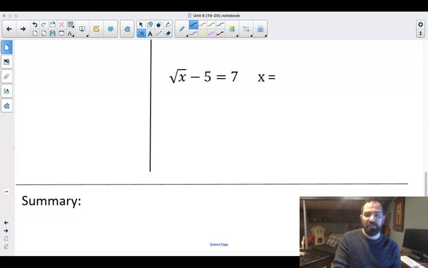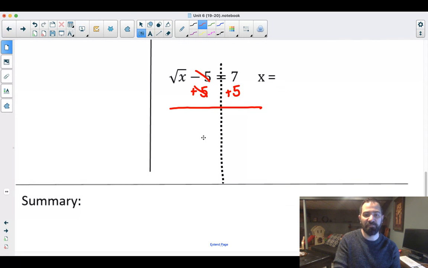First thing, you want to split the equation right down the middle. Well, not really down the middle, but you know what I mean. Okay, square root of x minus 5 equals 7. Opposite of minus 5 is a plus 5. Negative 5 plus 5 is 0, so we cancel each other out. We get the square root of x equals 7 plus 5 is 12.